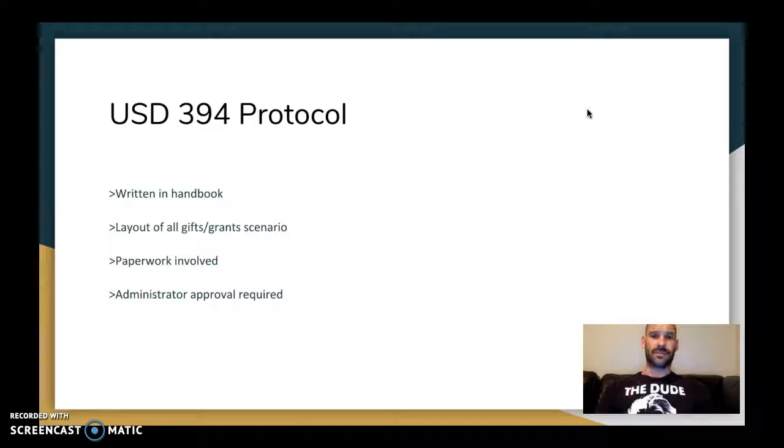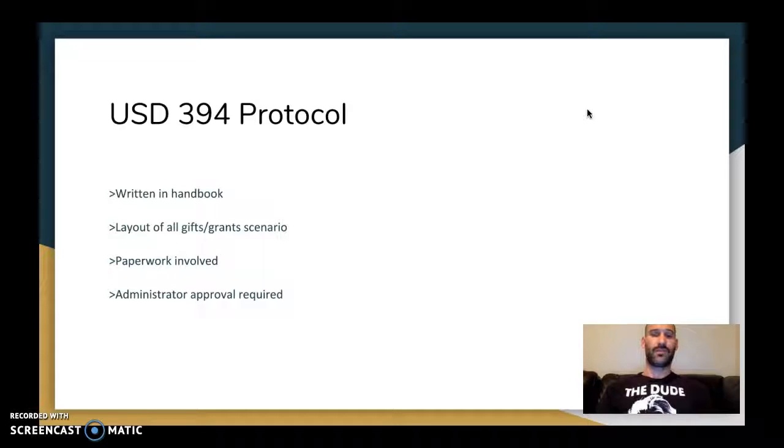My district, USD 394, has some protocol in place for the misuse of the funds and also the use of the funds. Everything should be written in the handbook at the school. This is something the administration at the building and district level should take part in. The layout of all gifts and grants scenarios should be listed in the handbook.